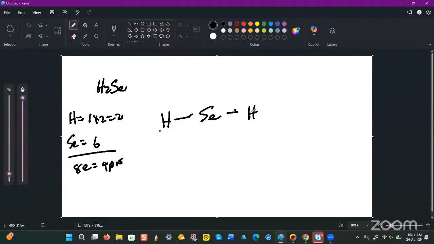Well, those pairs cannot go on the hydrogens because of what I said earlier. Hydrogen cannot have more than 2 electrons on its outer shell. So this hydrogen already has 2, this hydrogen already has 2. So that means that the remaining 2 pairs of electrons will go here and here. And therefore this would be the Lewis structure for hydrogen selenide. All right? So that's basically how that is done.